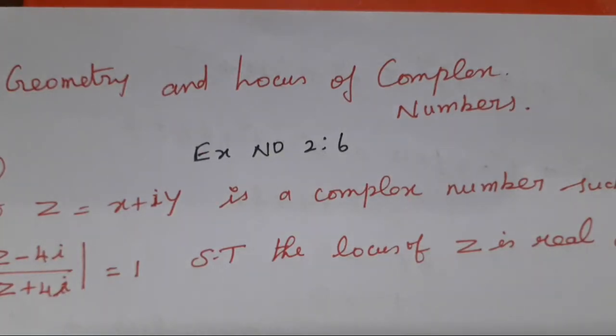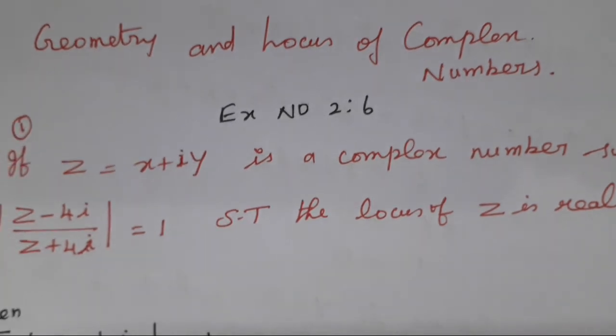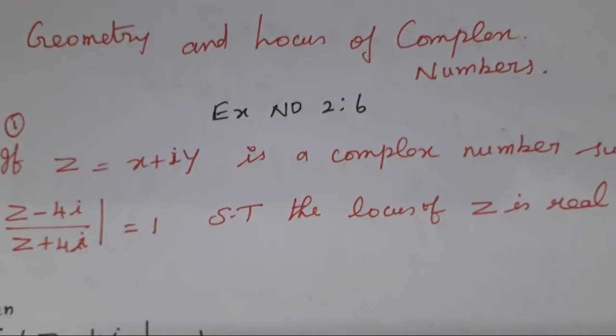Listen, I start the next exercise: geometry and locus of a complex number. What is meant by locus? Locus is nothing but moving points. In geometry, locus is a moving point. In complex numbers, see the moving point of the complex number. Locus is nothing but a moving point.